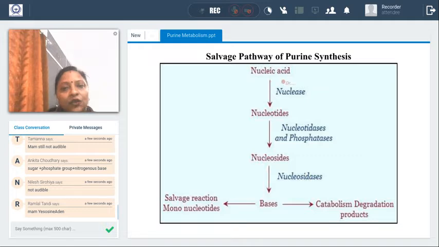First, we can say nucleic acid. The feature of this whole cycle, like the central dogma, we can see nucleic acid. The enzyme nuclease represents the hydrolysis of nucleic acid.